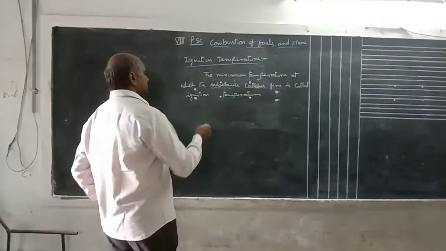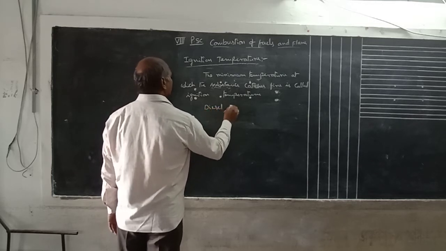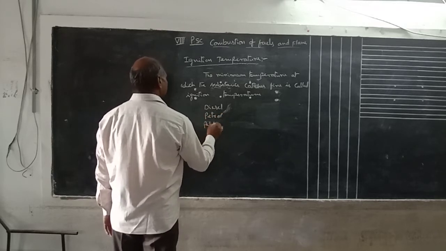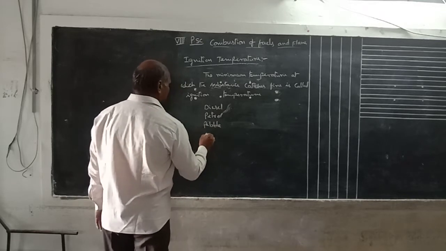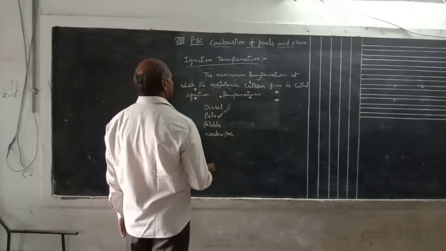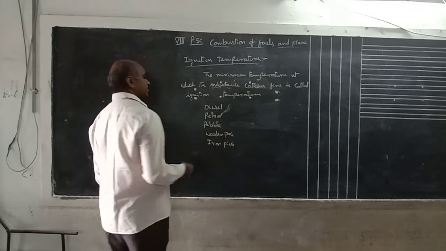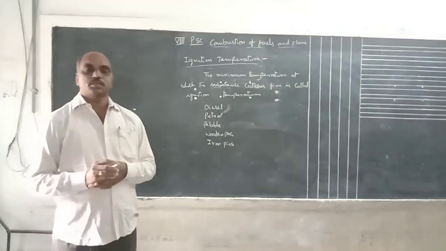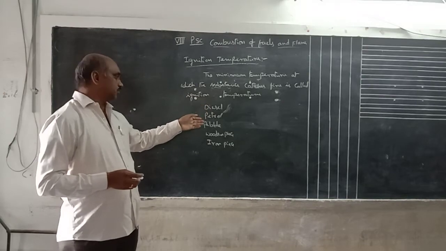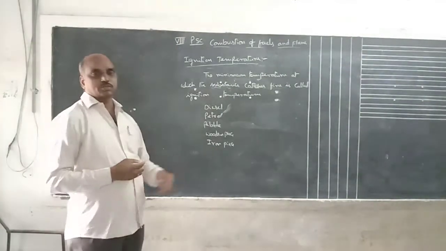Suppose we have different kinds of substances, for example diesel, petrol, pebble, wooden piece, iron, etc. Take a small quantity of these materials: a certain amount of diesel, kerosene or petrol, small pebbles, a wooden piece, an iron piece, a plastic item like this.